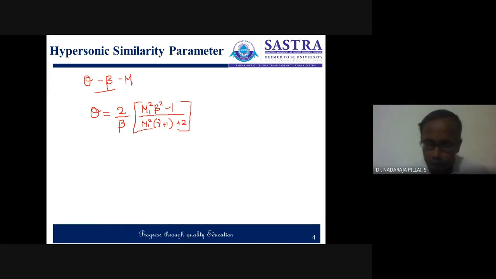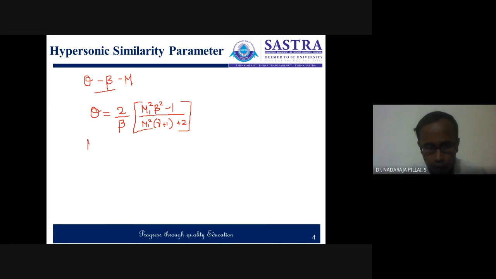Now we will reduce this equation. We already have the Cp relation; you know very well that we calculated Cp some time back. We will represent the Cp in terms of the hypersonic similarity parameter. So we start with this theta beta M relation. Now we can reduce this equation. I recommend you also do this derivation in your notebook so that it will be easy for you.